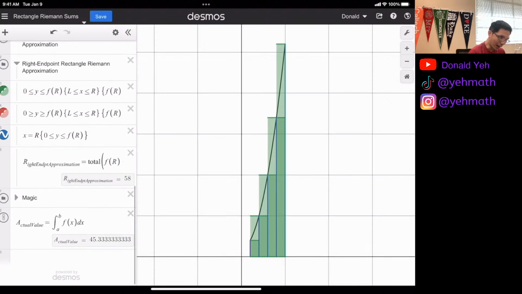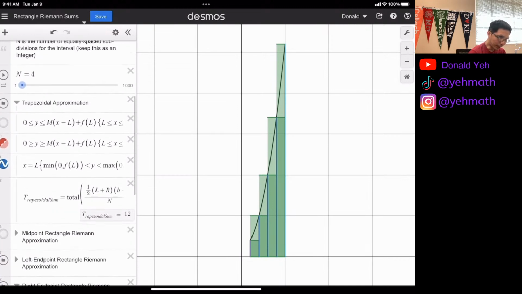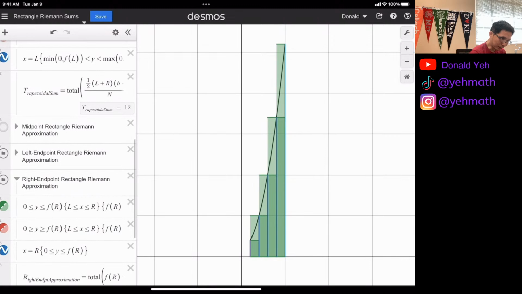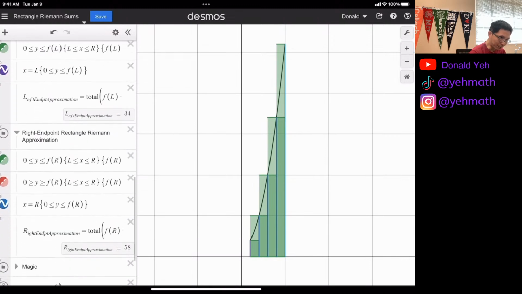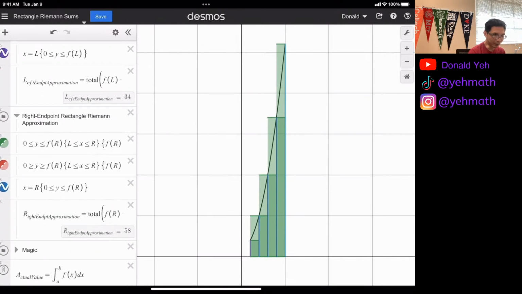So let's say the actual value is 58, and the left Riemann sum is 34. So 34 plus 58 is 92, I think. 92 divided by 2 is what?